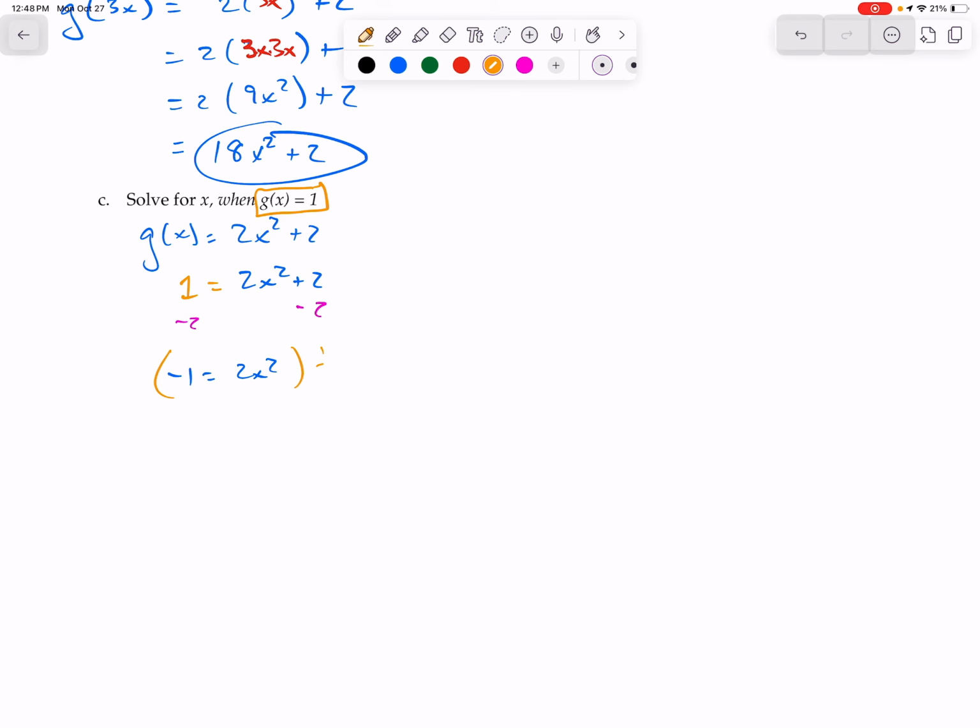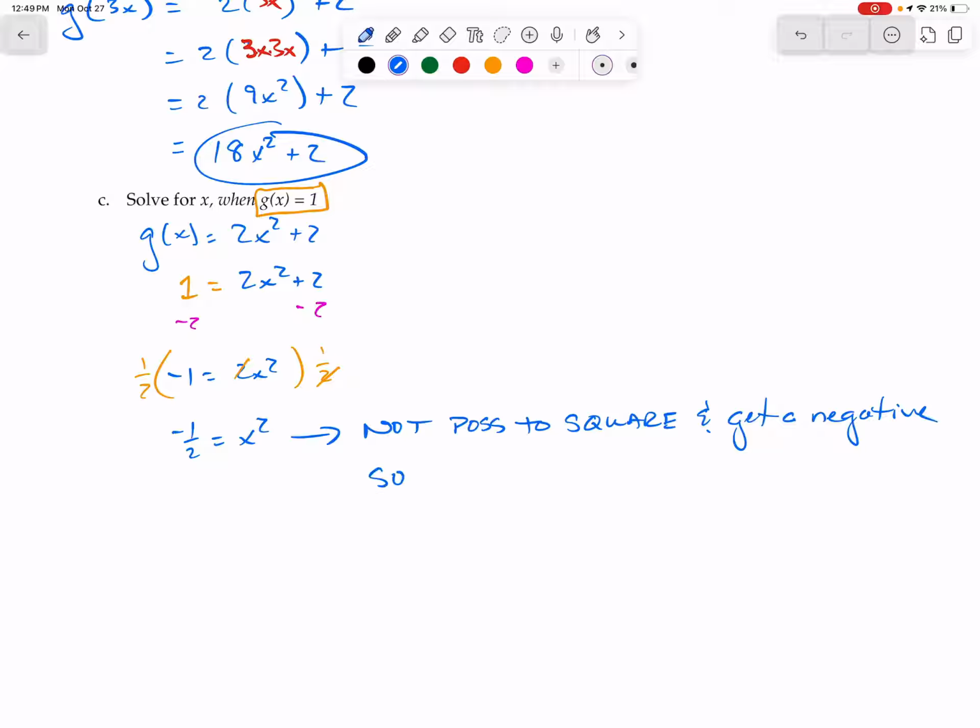Multiply both sides by a half. Those go away. And we get negative 1/2 equals x squared. Well, that's not possible. To square and get negative. So no solution.